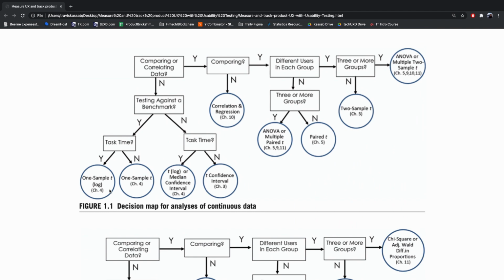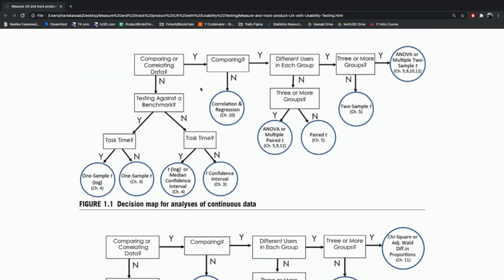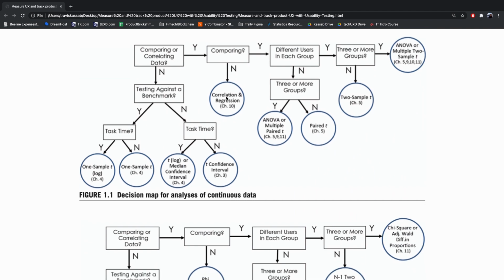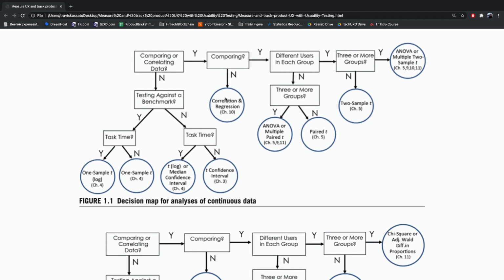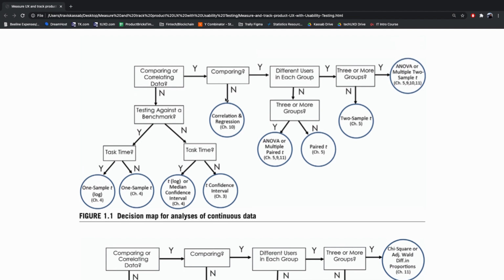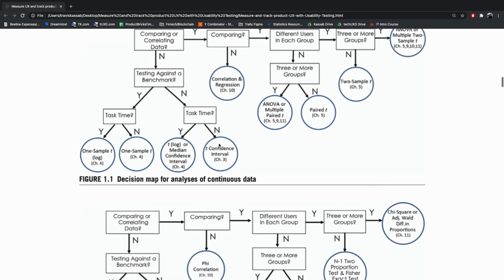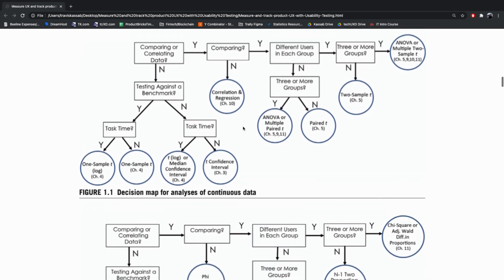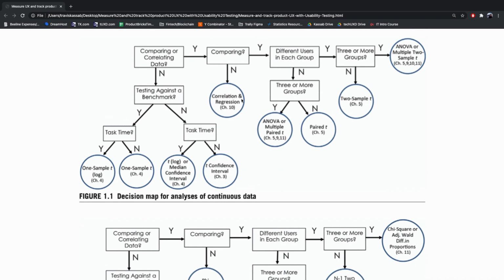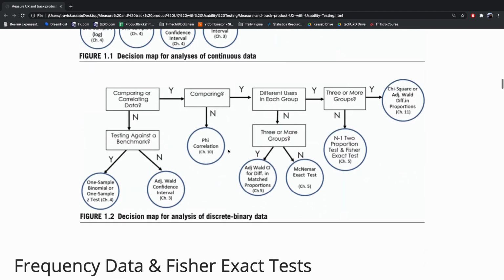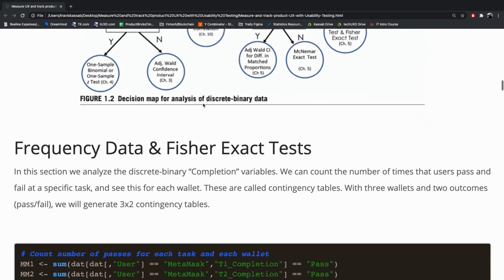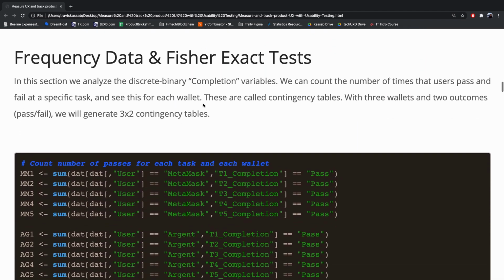And Jeff Sauro, in his book, Quantifying the User Experience, gives an awesome roadmap for the types of statistical tests that you use for testing for significance and calculating confidence intervals for the 2 different data types. So this first map is for continuous data, like our time variable, and SUS variable, by the way, which I didn't mention above. And then discrete binary data here, right? So those will be helpful for you.